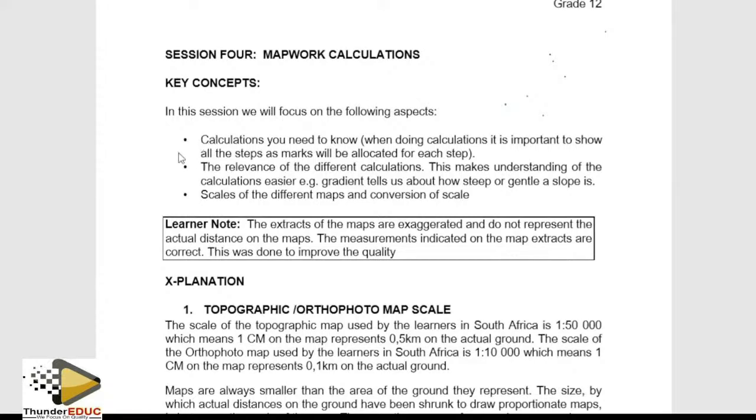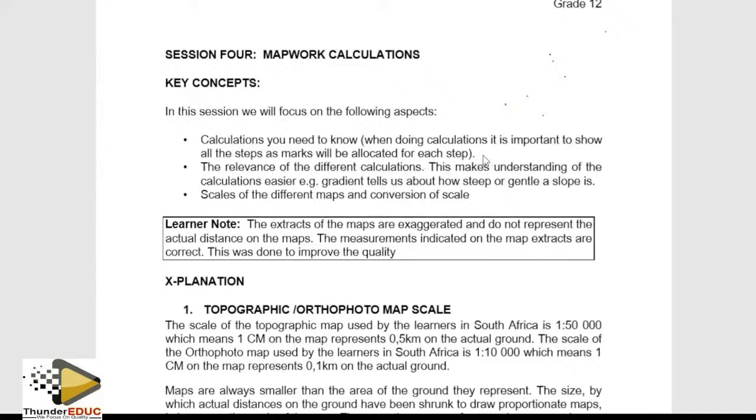Okay. So dear learners, girls and boys, what you see on your screen is talking about what you need to know regarding calculations. When you're doing calculations, it is important to follow all the steps in order to get all the marks. In most cases, I see learners jumping steps, and when I'm marking, I don't mark the answer because I don't know where the answer is coming from.